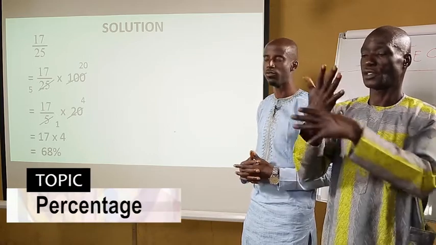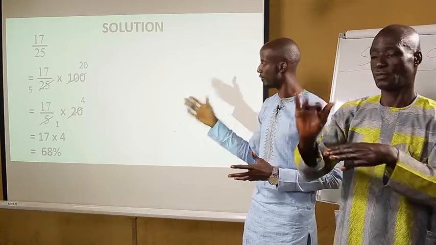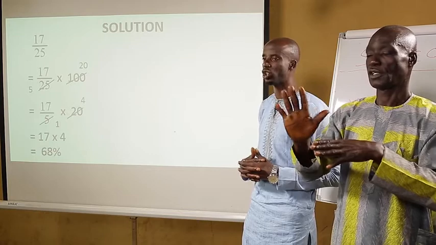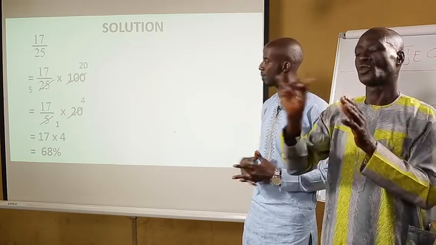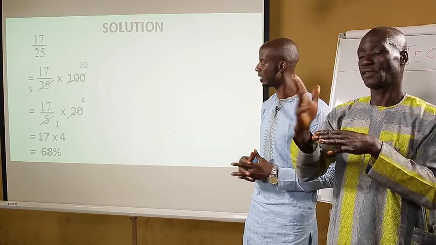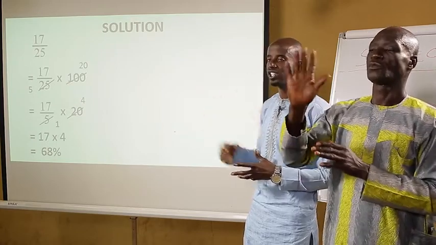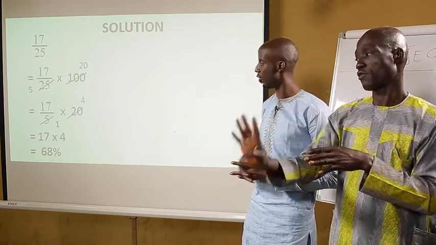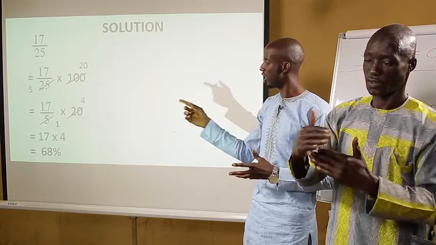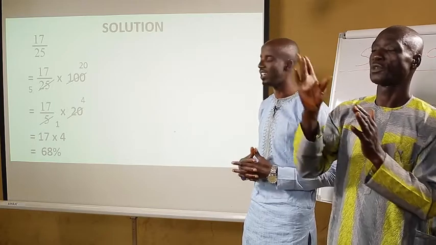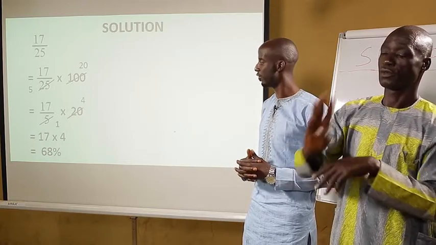So we have a common factor of 5 and 20. And the common factor there is 5. So we say 5 divided by 5 is 1, and 20 divided by 5 is 4. That takes us to the next step. We have equals to 17 multiplied by 4.